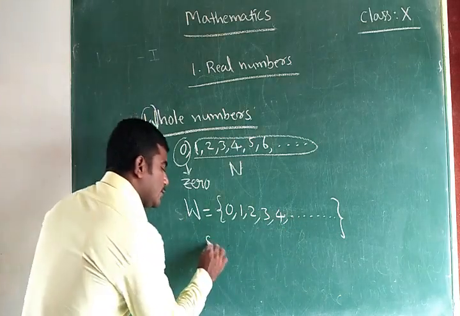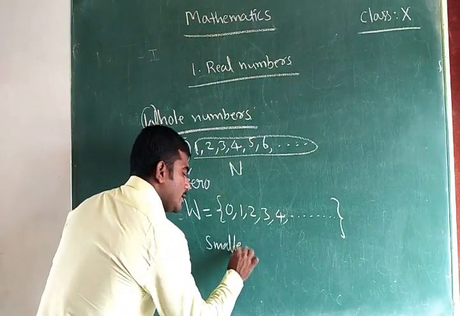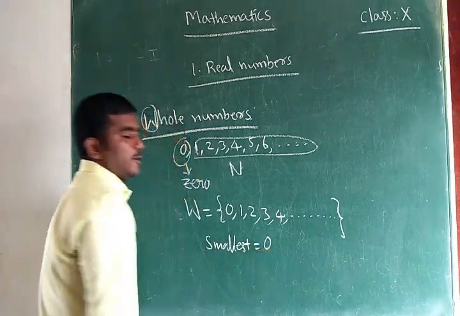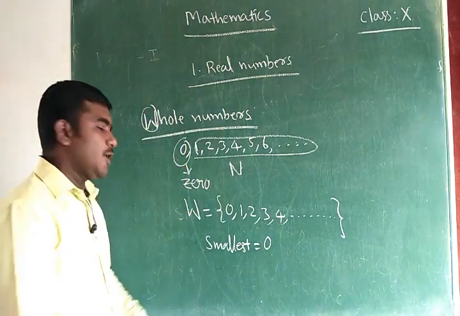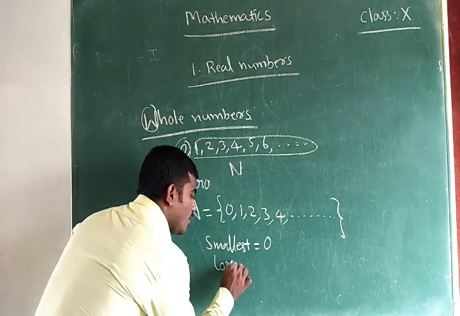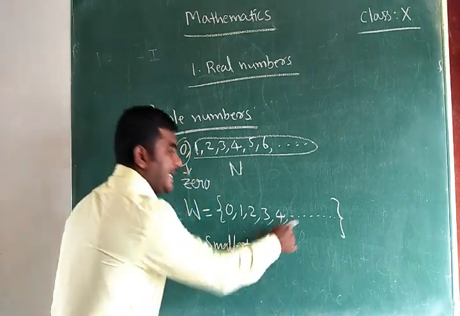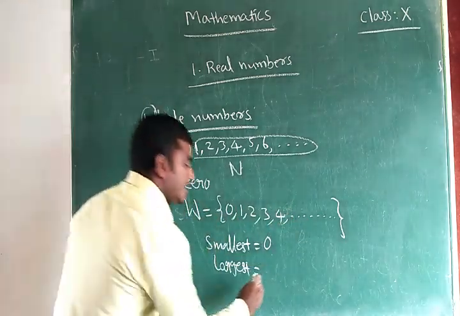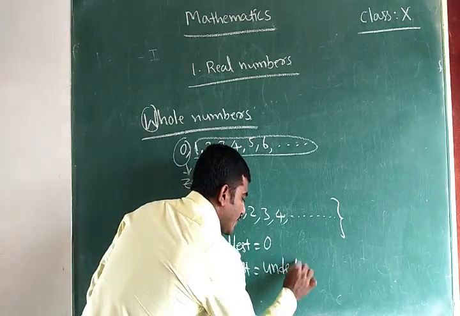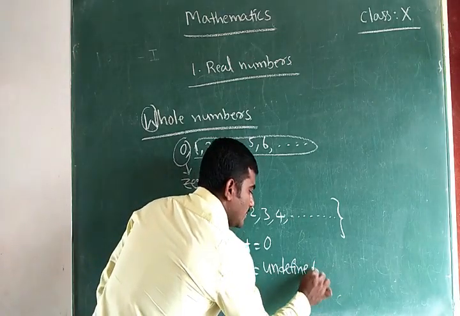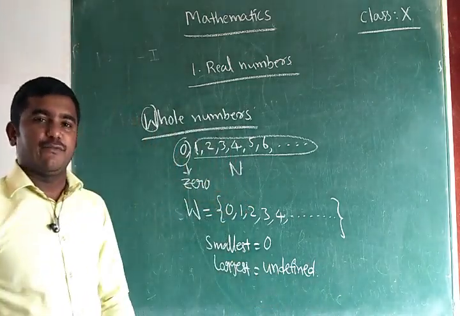And the smallest whole number is equal to 0. What is the smallest whole number? 0. And the largest whole number? Is there any largest whole number? It is infinite. That's why you can write it as infinite or undefined. The largest whole number is undefined.